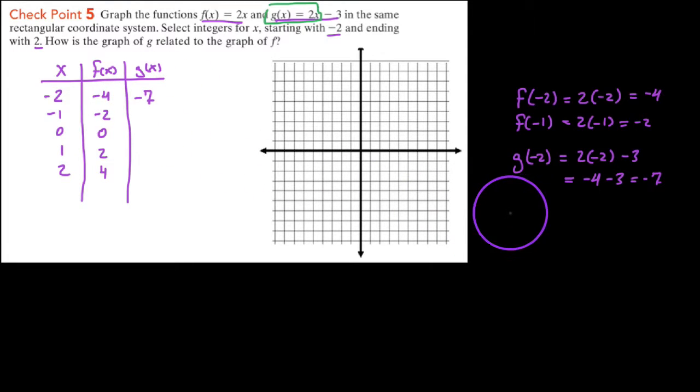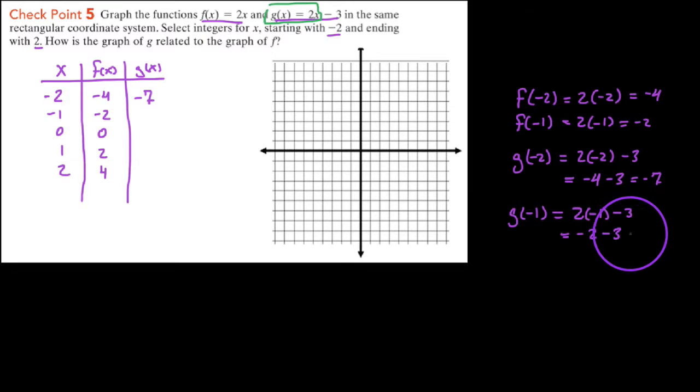And then also we'll check one more. We say g of -1. So again, we're going to double the input this time, but then we're going to take 3 off of that, which gives us -2, take 3 off of that is -5. What I keep seeing is that it's just 3 less than our f of x relationship here. So 3 less than 0 would be -3. 3 less than 2 would be -1, and 3 less than 4 would be 1.